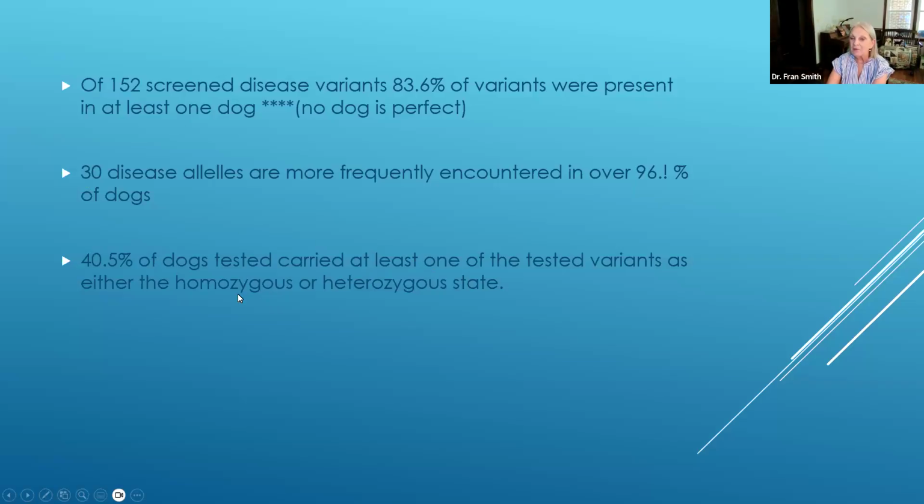And 40.5% of all of these dogs carried at least one of the tested variants as either the homozygous or heterozygous state. So that means in this huge collaboration of dogs, if you were looking for the gene for the PRCD form of PRA, the eye disease we talked about, 40% would either have one gene for that PRA and would therefore have normal eyes indefinitely, or two, and so they would be homozygous and would have the risk of blindness.